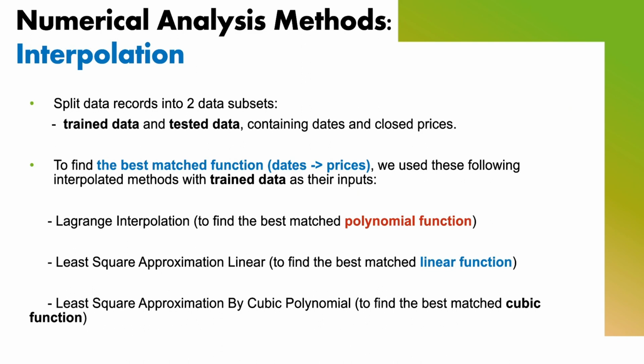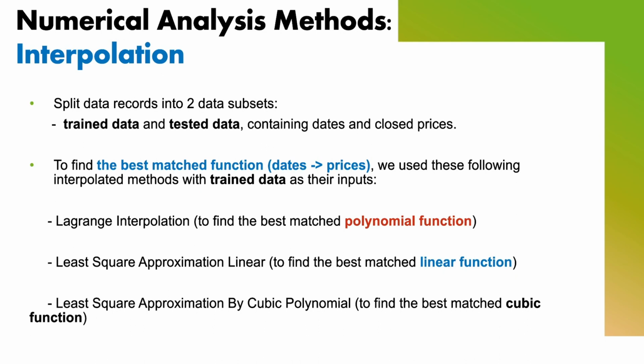Let's talk about our interpolation methods. We split data records into two data subsets. One is trained data, the other is tested data. Let's say there are 365 days in a year, but there are only 250 trading days, considering the holidays. So we are getting the data from a 6 month range, which is about 180 days, but the actual trading data is about 120 days. Then we used 90 days as the trained data and 30 days as the tested data.